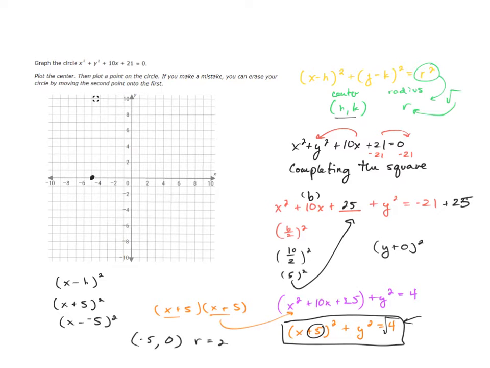Now to graph that, you go to negative 5, 0 on your graph, and you go 2 units in any direction, north, south, west, east, whatever, and you create your circle. So basically the key is using completing the square to get the standard form. That's what you want to do there. And once you do that, you want to identify your h, your k, and your radius.